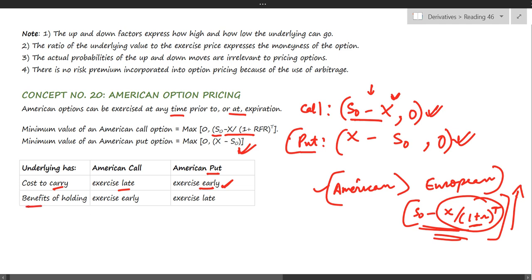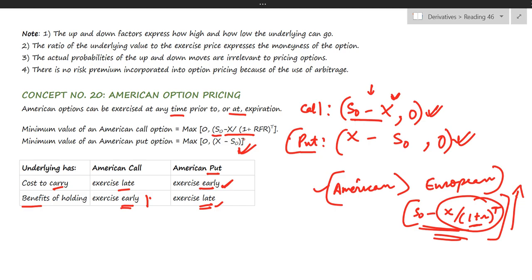Again, the opposite in case of benefits. If there are benefits associated with the underlying, then you would exercise the call option early so that you can receive the benefits, and vice versa in the case of put. So that means if there are, let's say, dividends and coupon interest associated with the underlying, then that will discourage early exercise for puts. So that's it for reading 46.